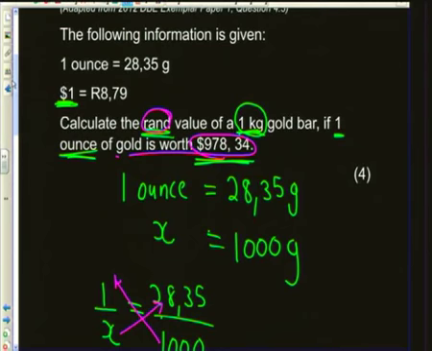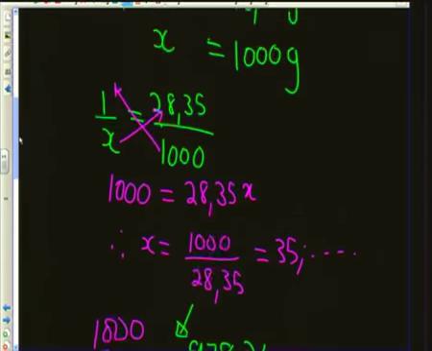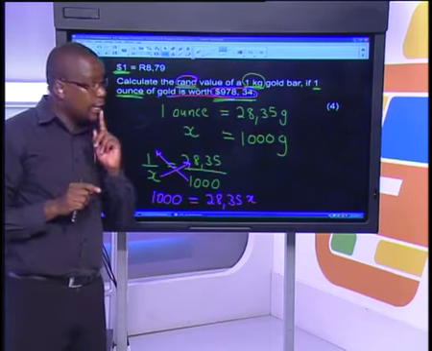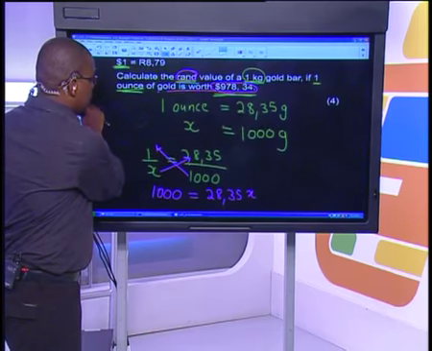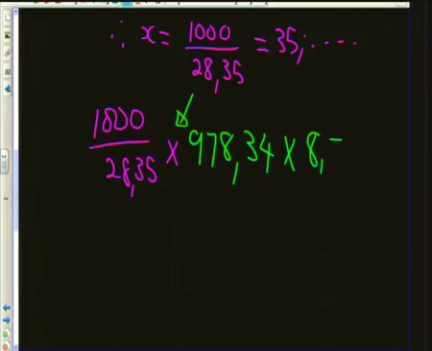But now remember guys, here we're still working with dollars, but it's given that $1 is equivalent to 8 Rand 79 cents. So now I'm going to convert a dollar to a rand, because the question here says calculate the rand value of 1 kilogram of gold bar. So now what you're going to do is, this is 8 Rand 79, so I'm going to multiply by 8 Rand 79. So this will be in rands at the end of the day. So I'm going to get an answer in rands. Right, so now let's get our calculators.